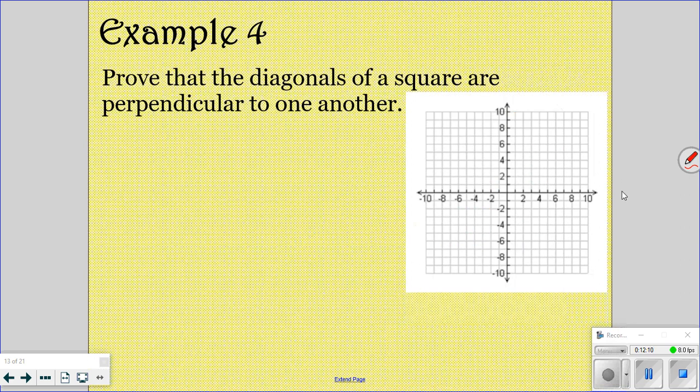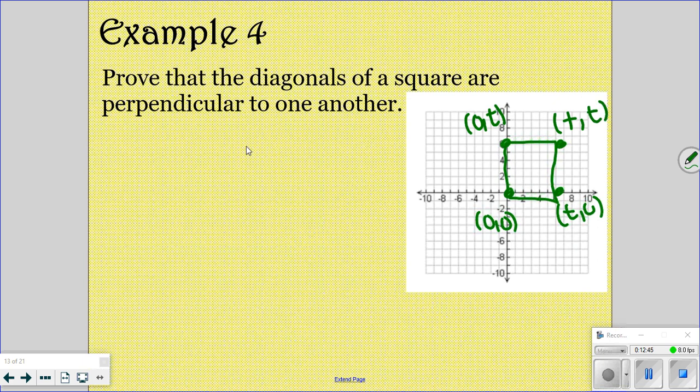Okay, so now we're going to look at this example. Prove that the diagonals are perpendicular to one another on a square. So we're going to start off by making a square. And this vertex would be 0, 0. This one would be, we'll do t, 0. This one would be 0, t. And then this one would be t, t.